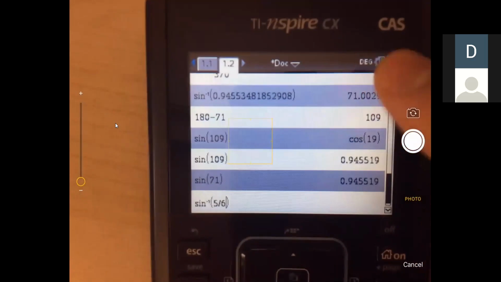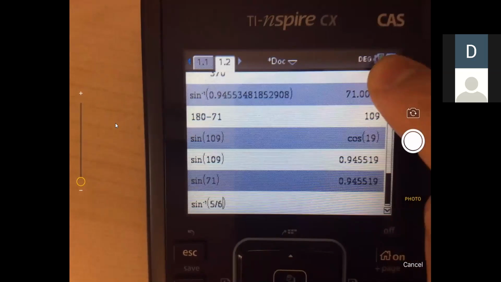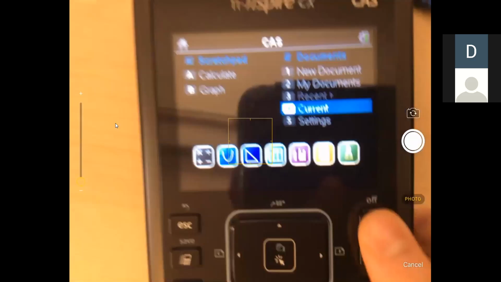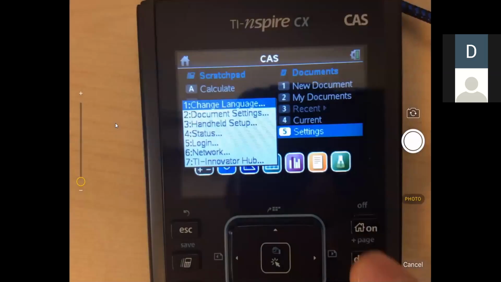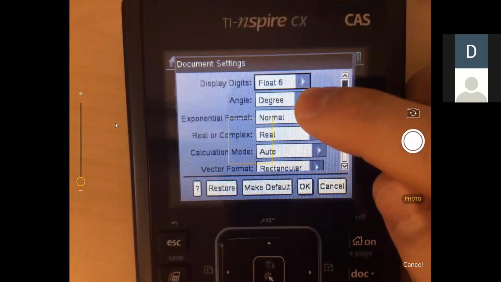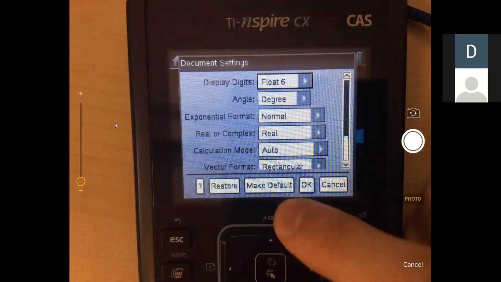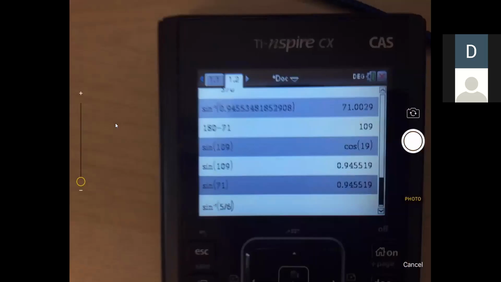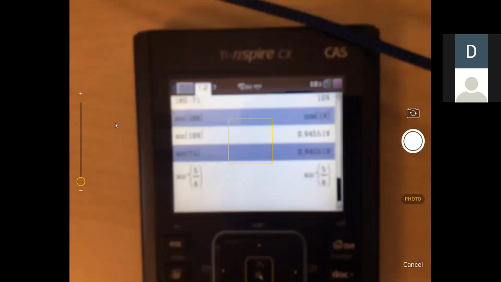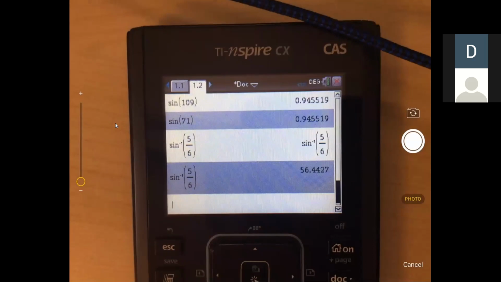Up here, make sure you are in degree mode. If you're not in degree mode, hit the on button, go to settings, choice 5, and document settings, choice 2. Make sure that says degree, then make it default and hit OK. Going back, you hit enter. My calculator is weird, you have to hit control enter.